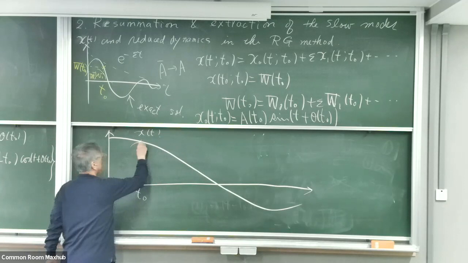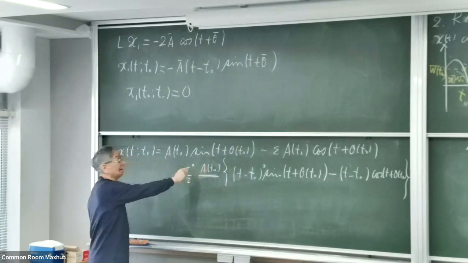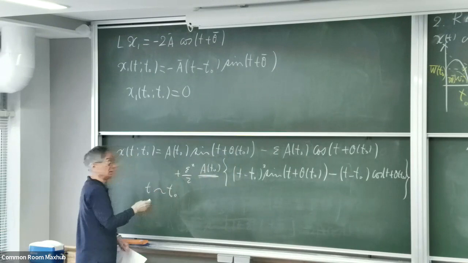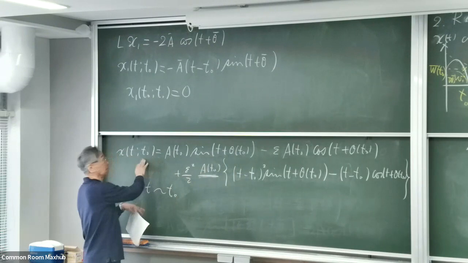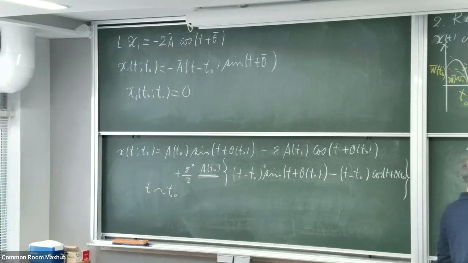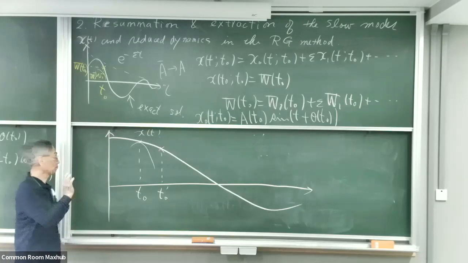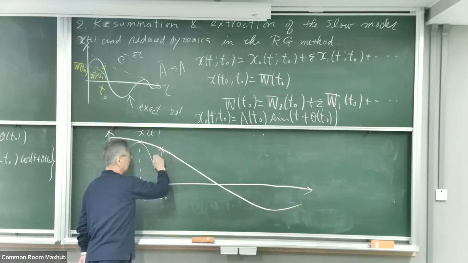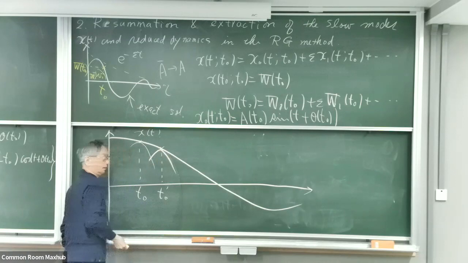But our particular solution is valid near t zero, but if far away from the initial point, this approximate solution goes away from the exact solution. So like this. And t naught can be another point. And again, we apply the same procedure. Then we have a good solution around t zero prime, but it's again far away.